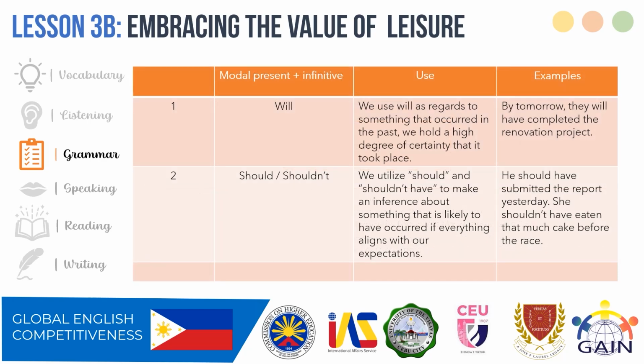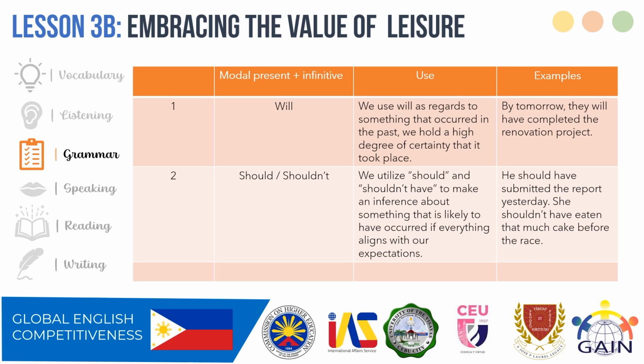Take a look at these examples of the use of modal verbs and infinitives. The use of will. We use will as regards to something that occurred in the past, something that we hold a high degree of certainty that it took place. For example, by tomorrow they will have completed the renovation project.